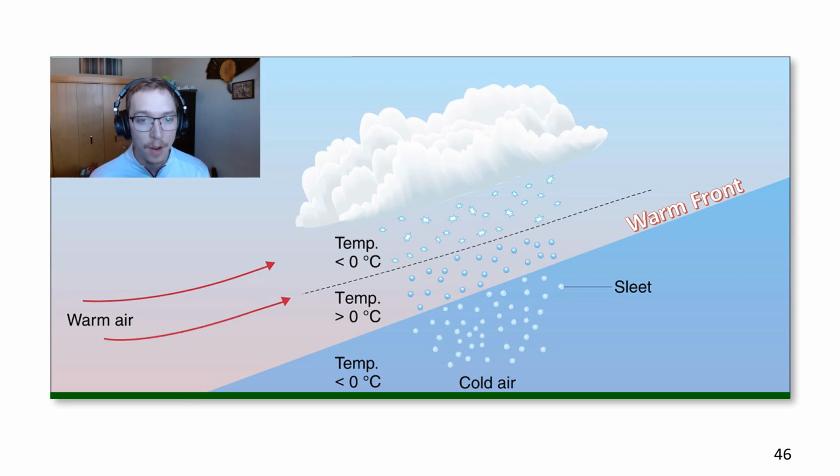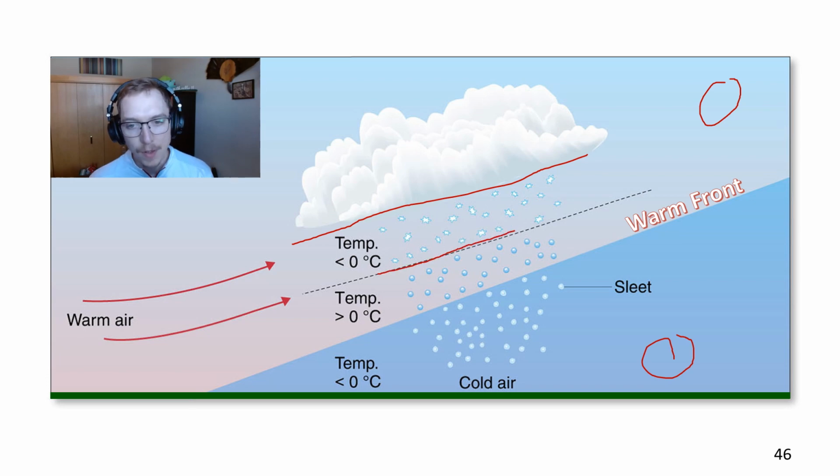So you've got your cloud riding up this warm front here. Here's our colder air mass down here, our warmer air mass up front. So the cloud obviously is much colder. It's 0 degrees or less. We have this line of melting, so it melts and then it refreezes again once it encounters that cold air near the surface.